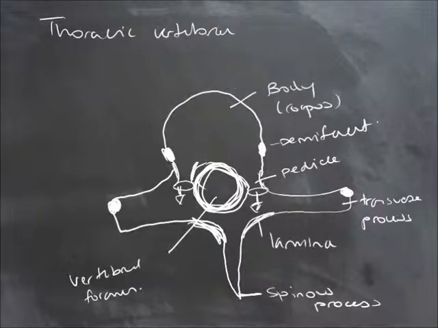So underneath you'd have two more facets, and these would be facing anteriorly instead of posteriorly. The spinous processes in the thoracic vertebra region tend to face a more vertical and inferior direction. So they're facing downwards.